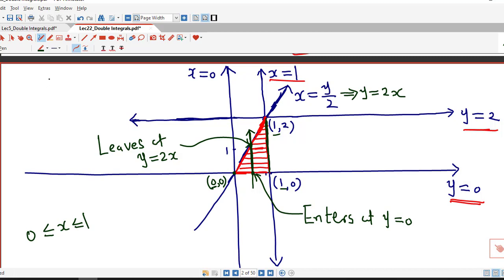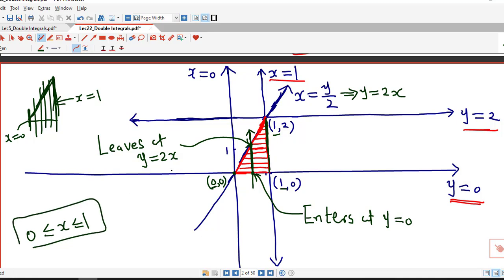So it is like this. Our region is a triangular region. To cover the whole region, we have to start by taking vertical lines from this point, and we have to go up to this point, the right boundary. So at this point x is 0, and at all these points x is 1. Therefore x is from 0 to 1 and y is from 0 to 2x.